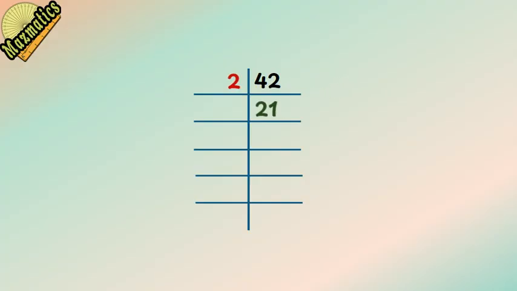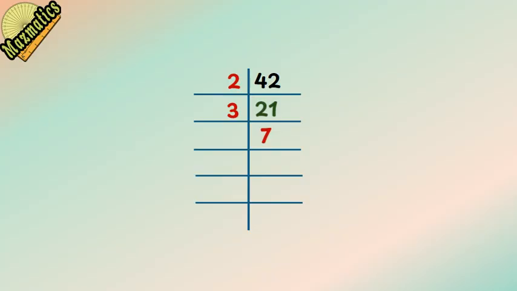Step 2. Now check 21. Is 21 divisible by 2? No. Try the next prime number, 3. Yes, 21 divided by 3 is equal to 7. So write 3 in the left column and 7 in the right column below 21.